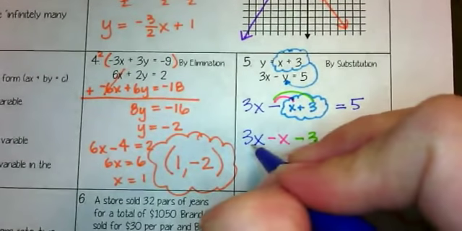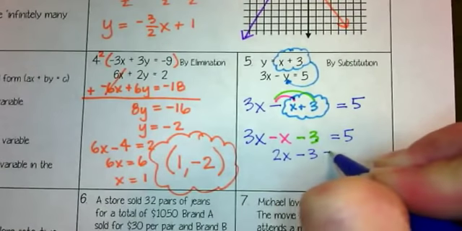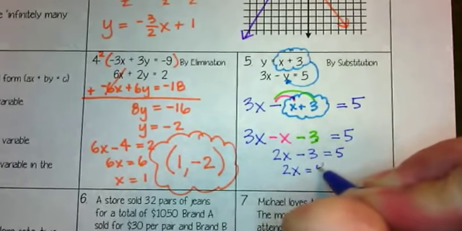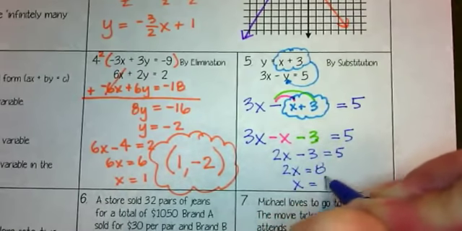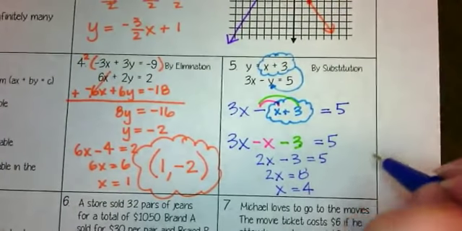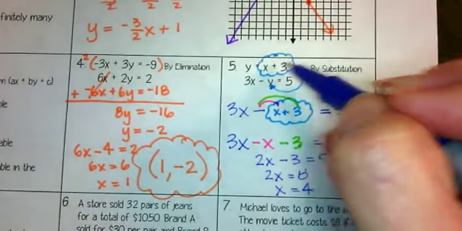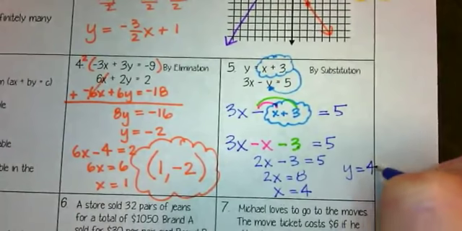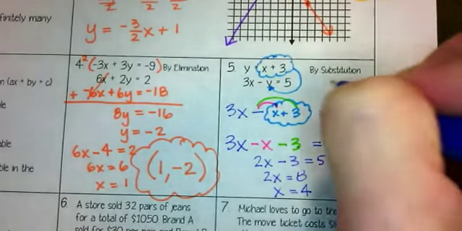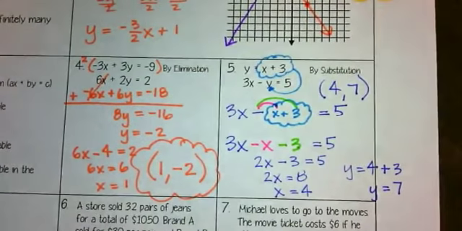So now we can solve. So 3x minus x, those are on the same side, so that's 2x minus 3 equals 5. So add 3, and 2x equals 8. Divide by 2, and x is 4. All right, so now I know that x is 4, so then we need to figure out what y is. And we know that y is x plus 3. So if y is x plus 3, then that means that y is 7. So these 2 lines met at the point 4, 7.